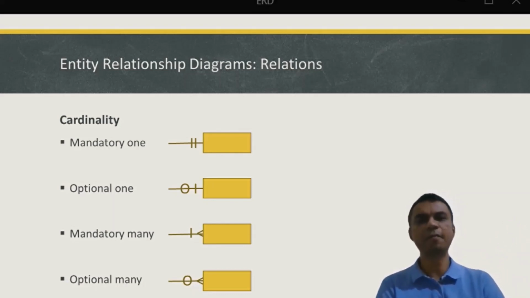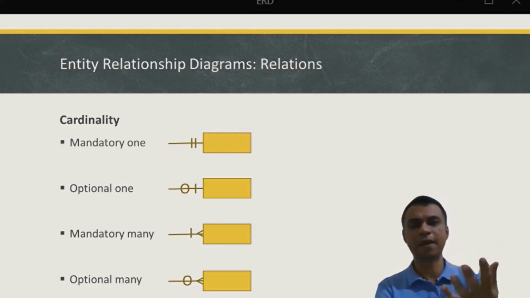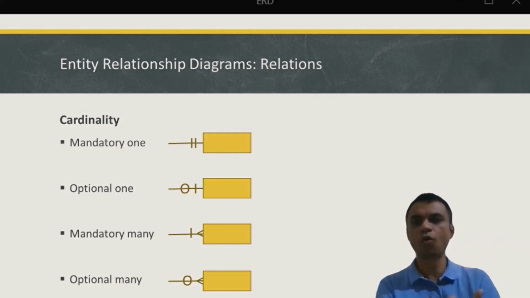Next is mandatory many. I'll again go back to the child example. Every child has many grandparents. Whether some of them are alive or no more is immaterial. Everyone mandatorily has many grandparents. Some of them may be surviving and some may not be with us anymore, but still they are your grandparents. So that's an example of a mandatory many cardinality.